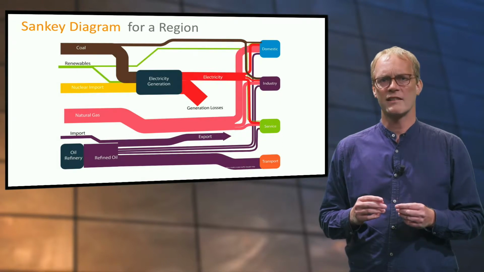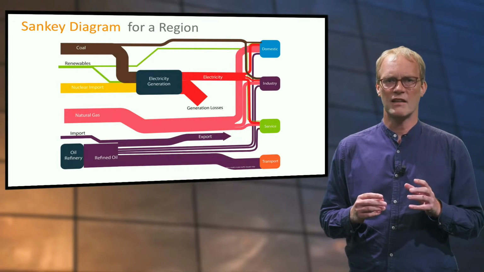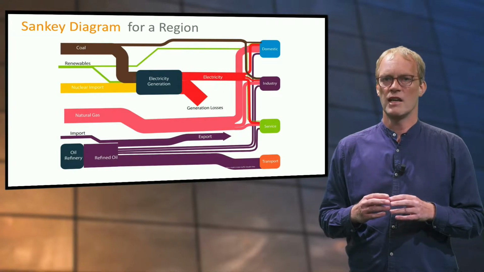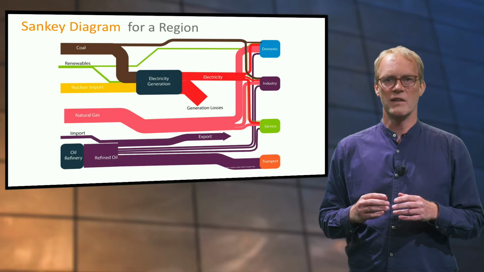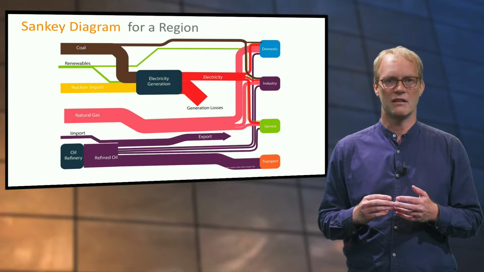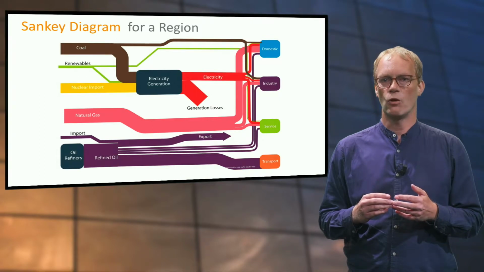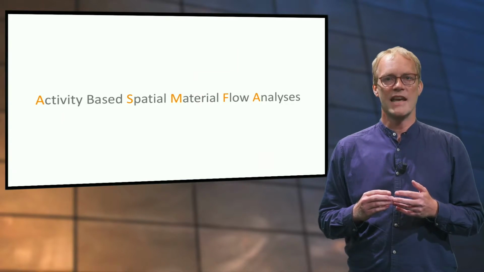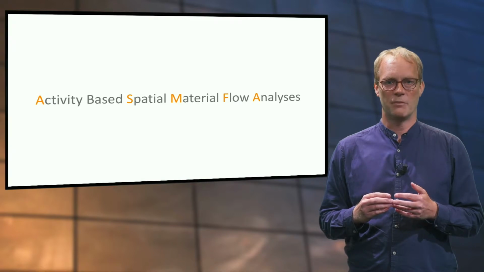But in order to understand potential for circularity, we need a better and more detailed understanding of the flows in a region. In order to achieve this understanding, we here at the Faculty of Architecture and Built Environment at TU Delft developed a method that we call Activity-Based Spatial Material Flow Analysis, or ASMFA for short. The ASMFA has roughly three steps.